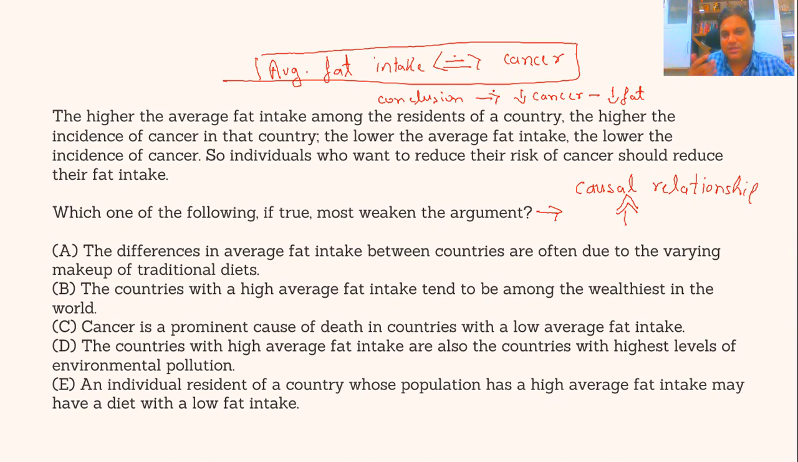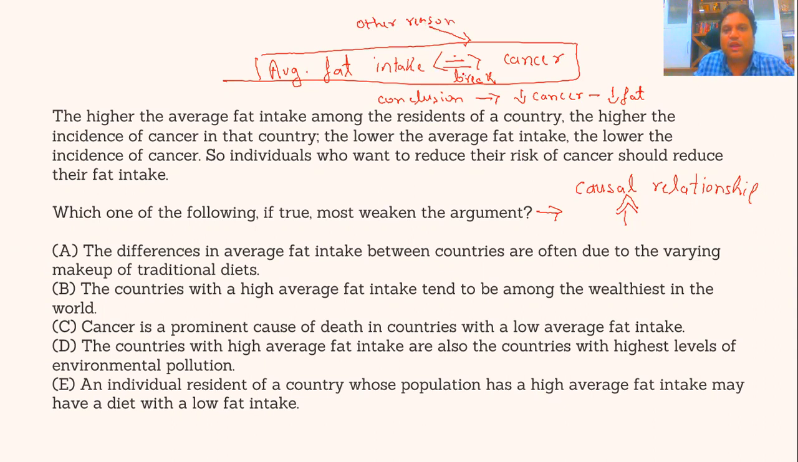Now how can you attack this causal relationship? There are three ways to do that. The most common way is saying that it is not because of average fat intake that the incidence of cancer is there, but it is because of some other reason. So one common way is other reason. See, we want to weaken this correlation, right? So this relation given between average fat intake and cancer, if I can break this link, that should be my objective, breaking this link. If I can break this link, then my argument gets weakened.